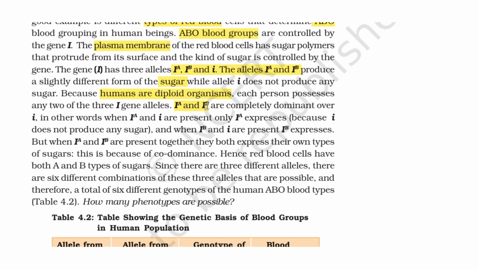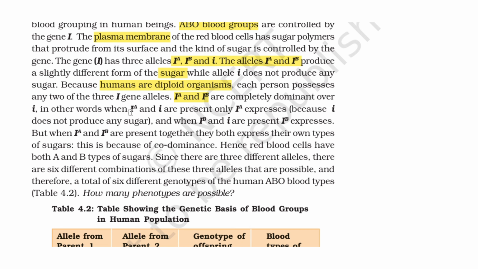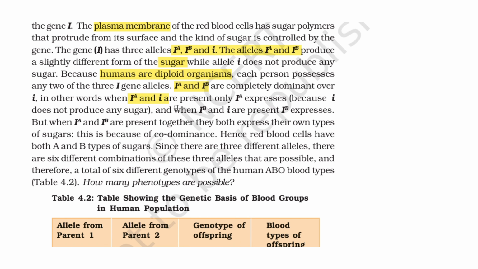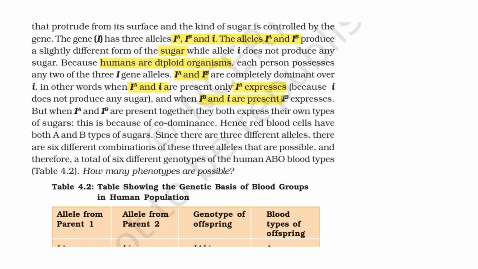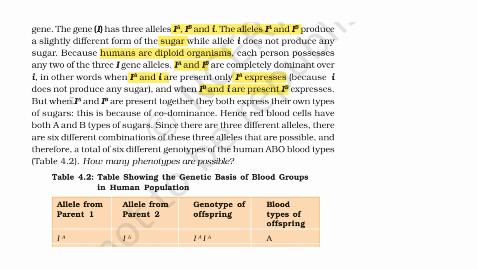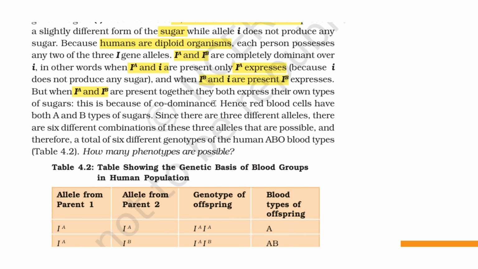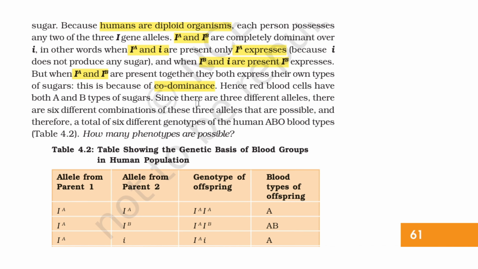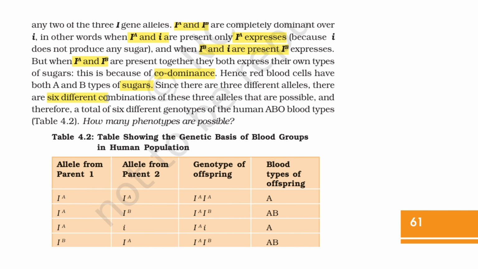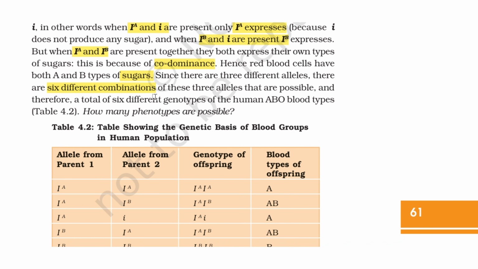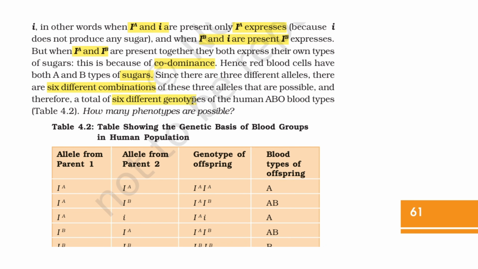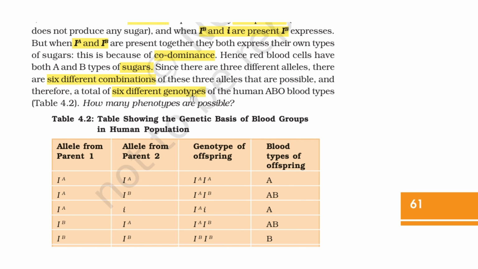IA and IB are completely dominant over i. In other words, when IA and i are present, only IA expresses, because i does not produce any sugar, and when IB and i are present, IB expresses. But when IA and IB are present together, they both express their own types of sugars. This is because of codominance. Hence red blood cells have both A and B types of sugars. Since there are 3 different alleles, there are 6 different combinations of these 3 alleles that are possible, and therefore, a total of 6 different genotypes of the human ABO blood types. Table 4.2. How many phenotypes are possible?